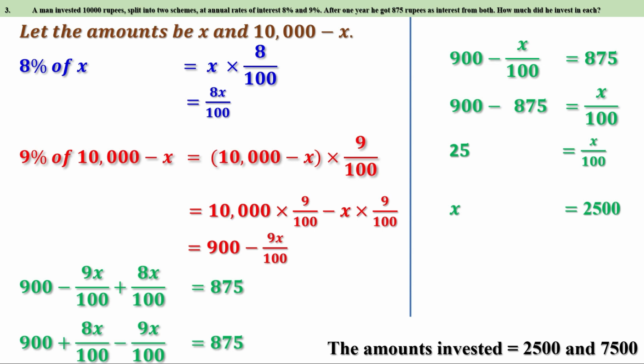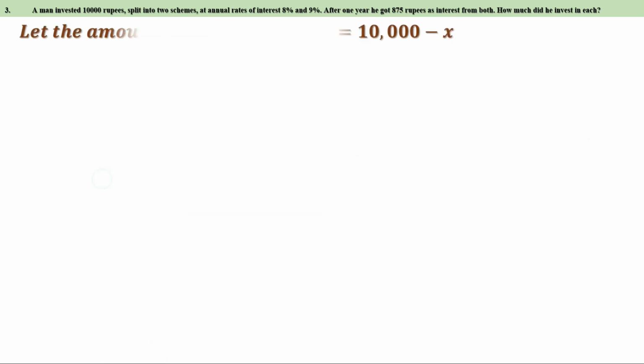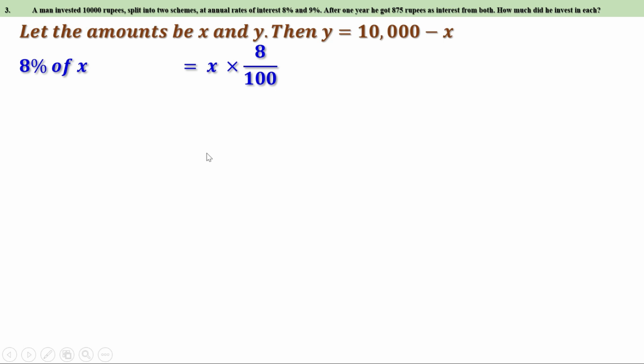We can do this using two equations with two letters. Let the amounts be x and y. Then y equal to 10,000 minus x because the total amount is 10,000 rupees. Now 8% of x is x into 8 by 100 or 8x by 100. 9% of y is y into 9 by 100 or 9y by 100.